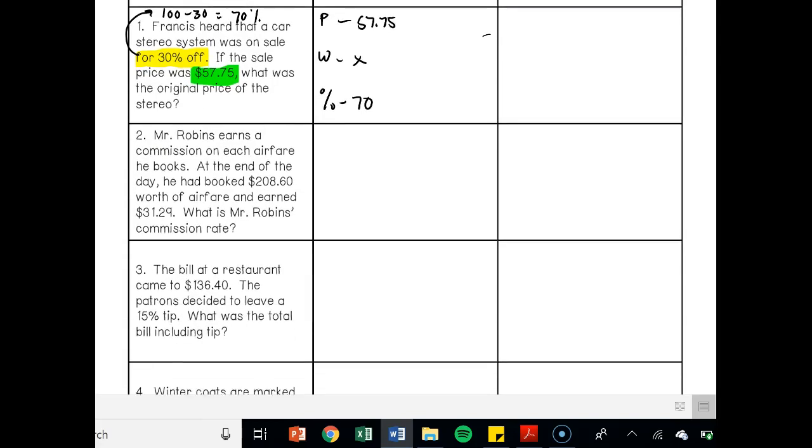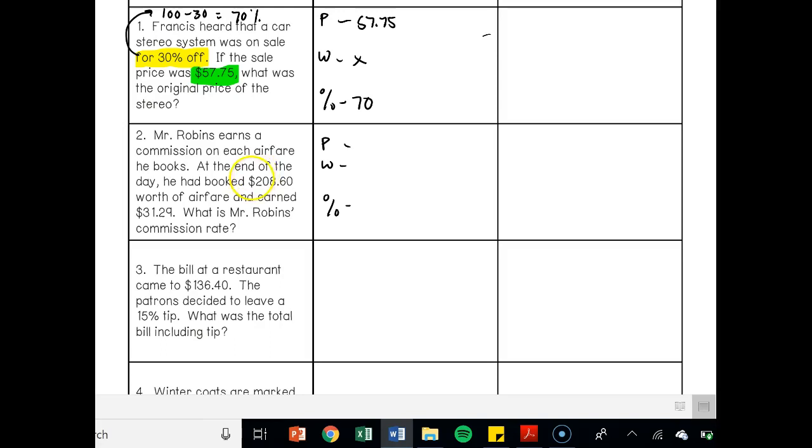Let's take a look at number 2. Part, whole, and percent, right? So here we go. We've got Mr. Robbins, who earns a commission on each airfare. At the end of the day, he booked $208.60 worth of airfare and earned $31.29. What is Mr. Robbins' commission rate?